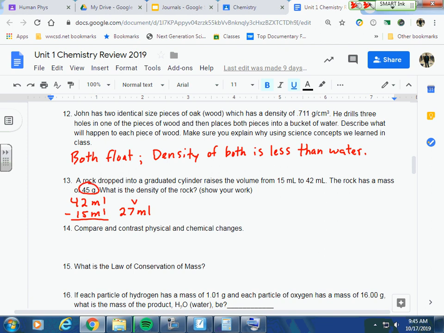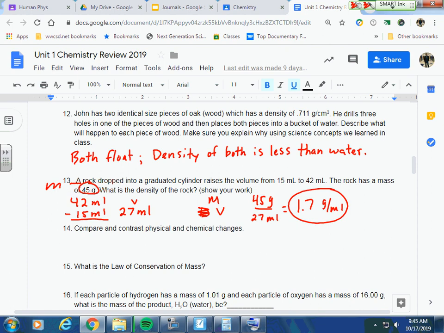All right. It's telling us the mass right here. So if they want to know the density, cover up density, it's mass divided by volume. So 45 grams divided by 27 milliliters. And we are going to get an answer that is, according to my calculations, 1.7 grams per milliliter.